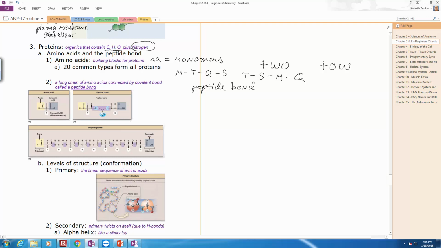And let's see what else. Oh, the thing that you need to memorize. So you don't have to memorize all 20 different amino acids. That would be if you're in a biochemistry class. In this class, I need you guys to understand the term amino acid. What does the acid of amino acid mean to you? It has an acidic end to it, right?